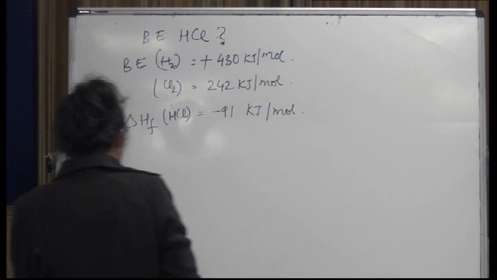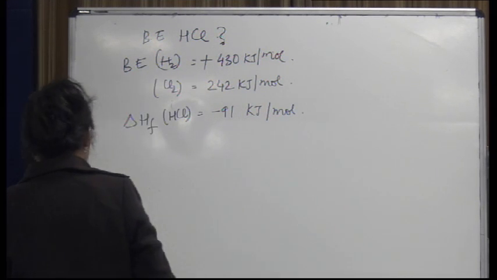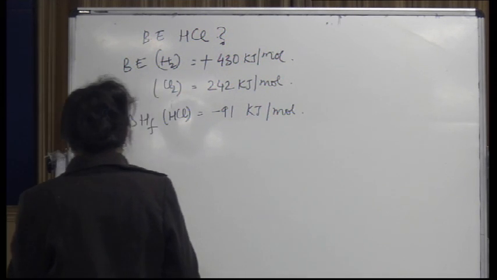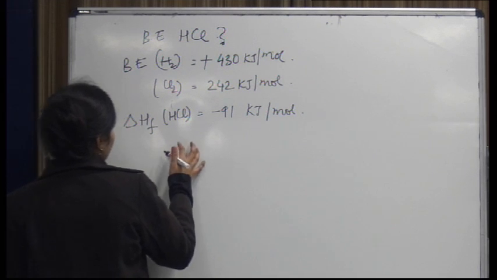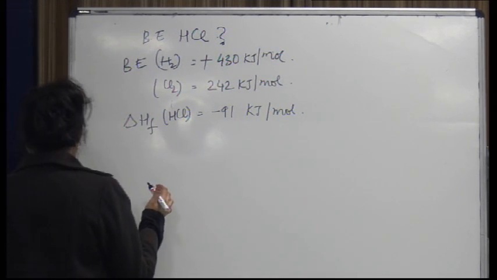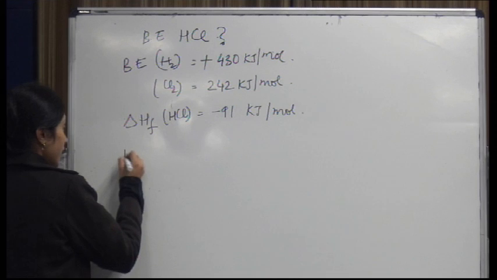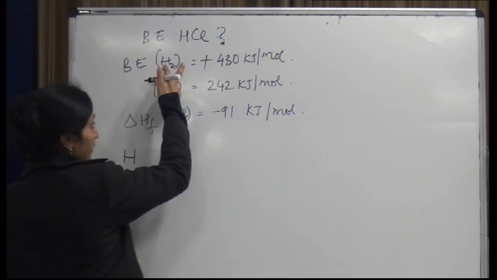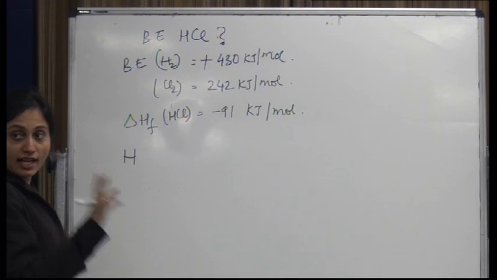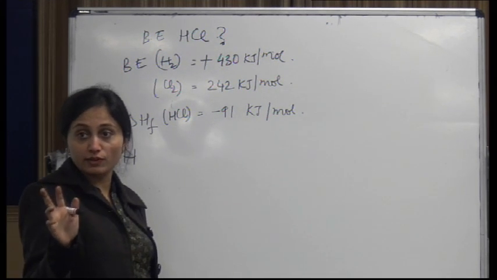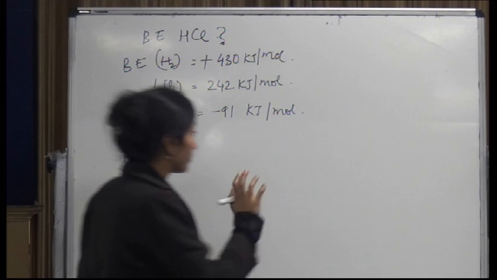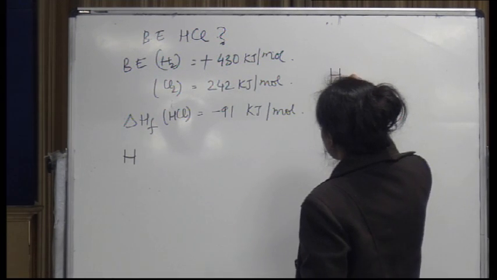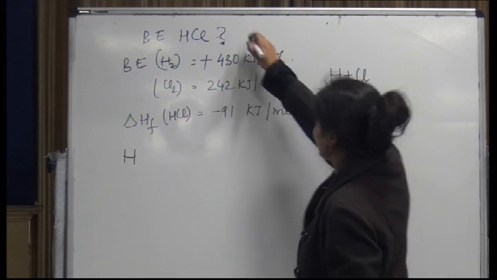Now you just have to solve this. In this case, you have to calculate the bond energy, and you are given the bond energies of H2, Cl2 and the heat of formation of HCl. And as I told you, if the bond energy data is given, it will be reactant minus product. What is your main reaction that you are looking for?